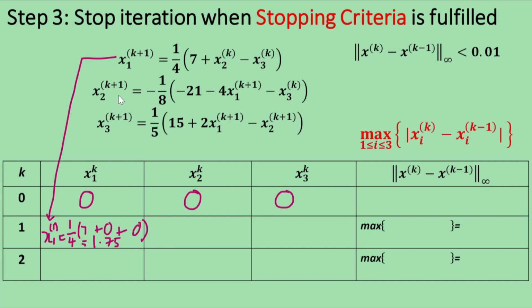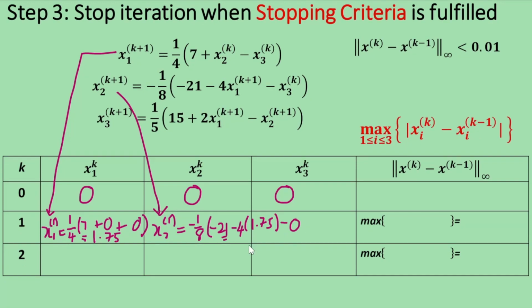Okay, to find x2, we simply use this formula. Okay, so x2 of 1 is equal to negative 1 over 8 multiplied by negative 21 minus 4x1. Now, we always take the latest values of x1, x2, or x3 here. So the latest value of x1 is 1.75 minus x3, the latest value of x3 is 0. And we get 3.5.